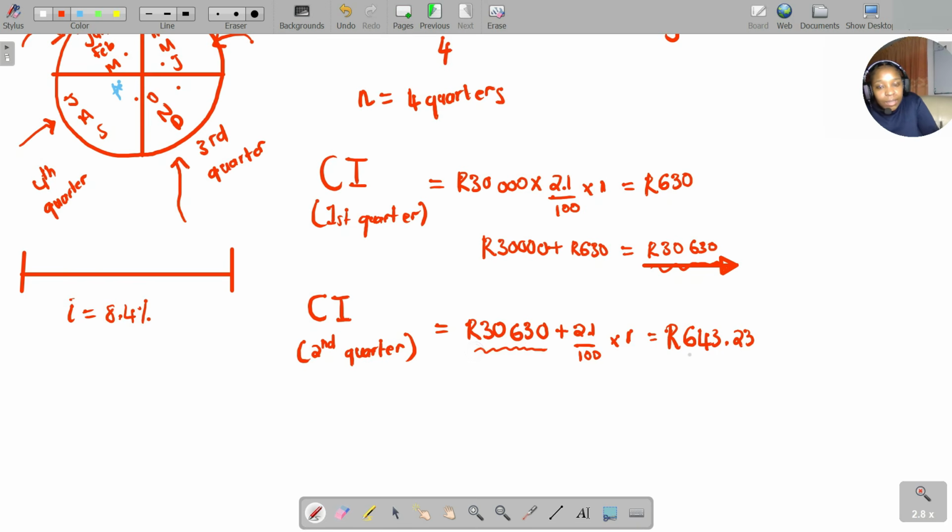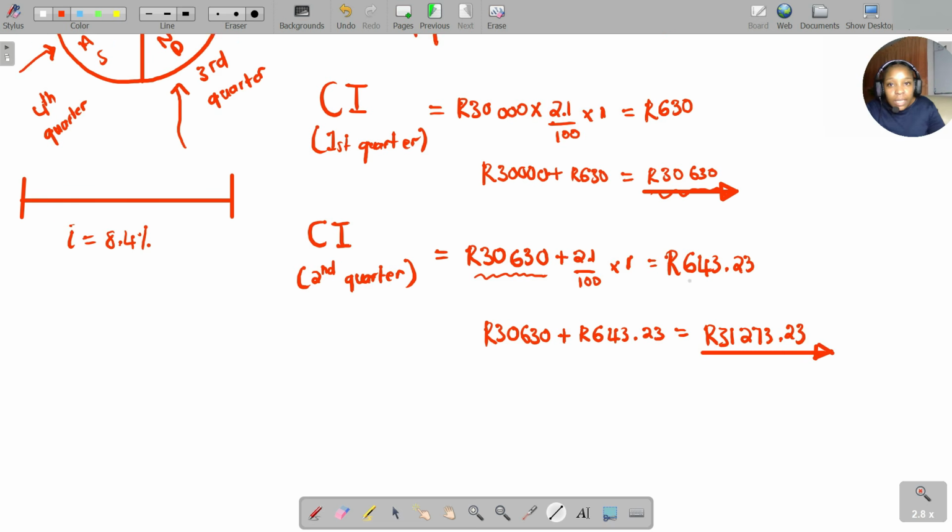Meaning that at the end of the second quarter, how much will she owe her parents? It's that 30,630 plus 643 rand, 23 cents. So how much does she owe her parents in the second quarter? She owes her parents 31,273 rand, 23 cents.